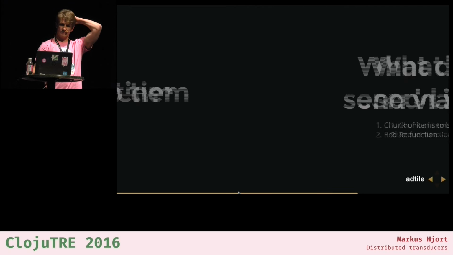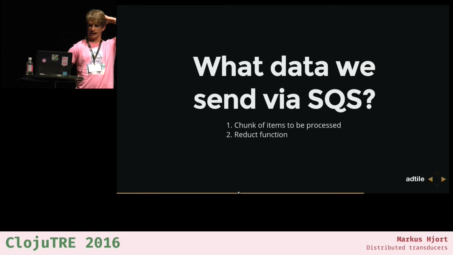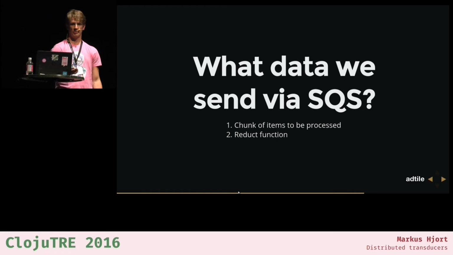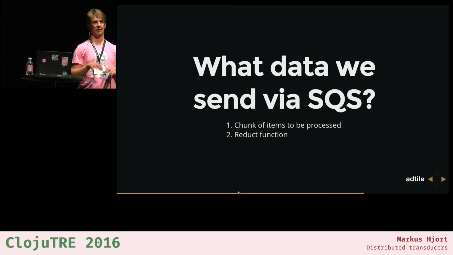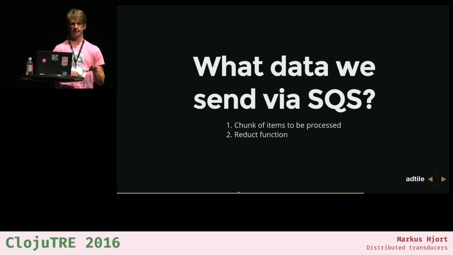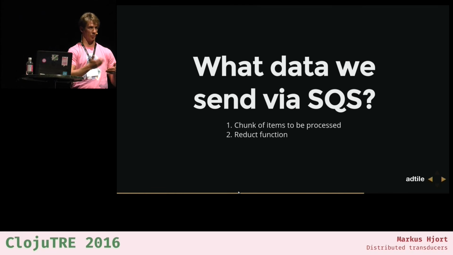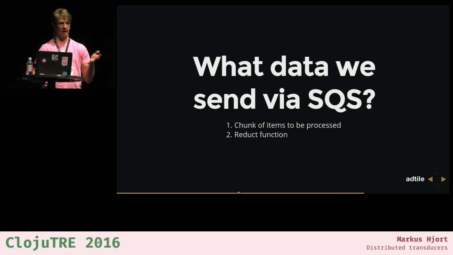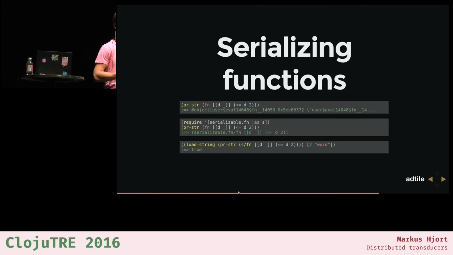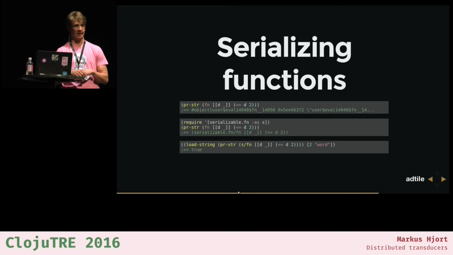Okay, one minor thing. So what data are we sending via SQS? Of course, we are sending a chunk of items to be processed, but as you see, I wanted this to work in a very transparent way so that we can play around in the REPL. So we also have to send the reduce function to the Lambda function via the SQS message, and the only way we can send is strings. So we have to have a way of serializing the functions. If you look at the normal Clojure core function, it's the upper example. If you print it, it looks like object user eval blah blah blah, which is not anything that we can send to the Lambda function.